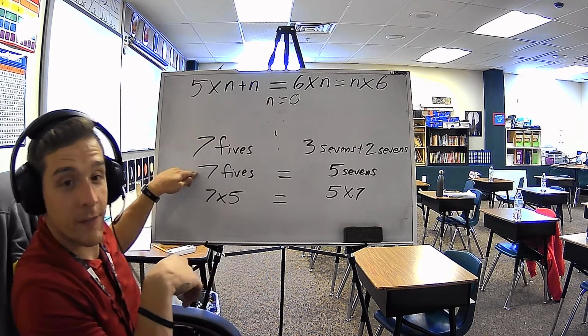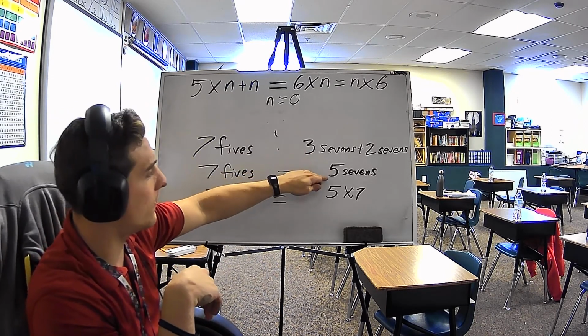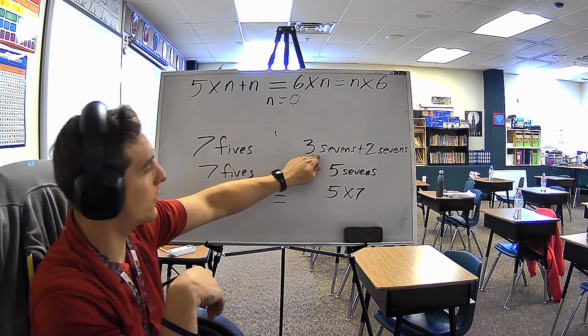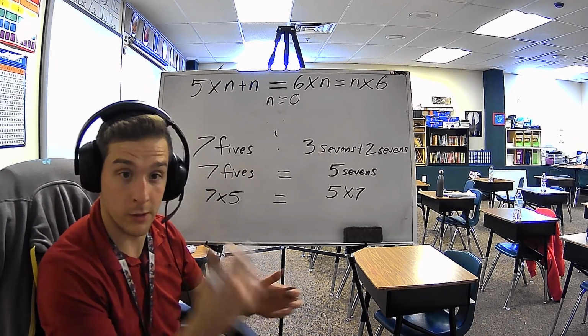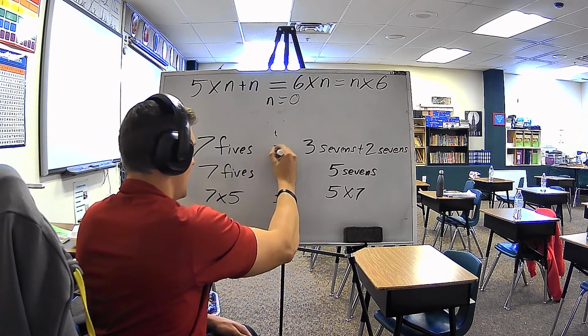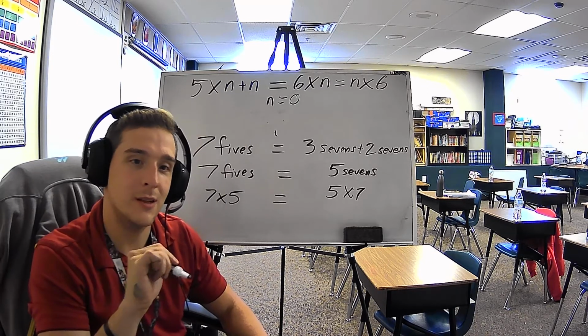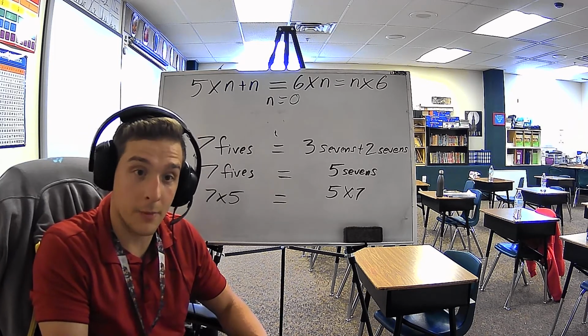7 5s is 7 5s. You didn't change much there. But did we decide over here that 5 7s is another way of showing 3 7s plus 2 7s? So they're the same thing, right? Which means 7 5s is equal to 3 7s plus 2 7s, because it's the commutative property.